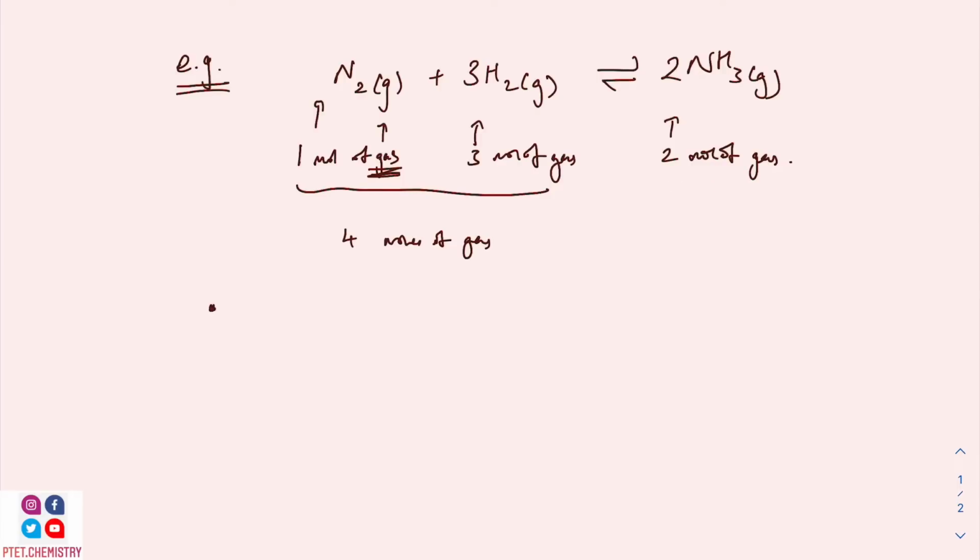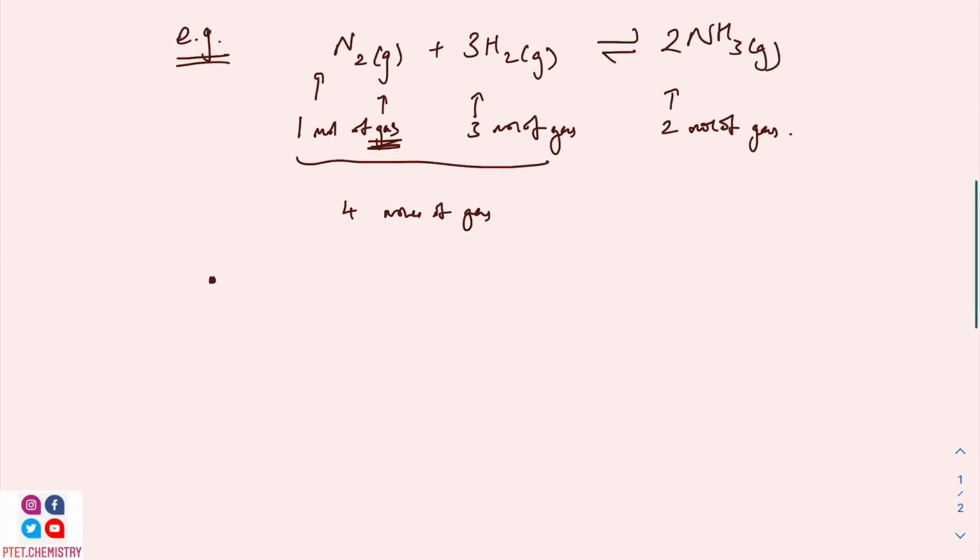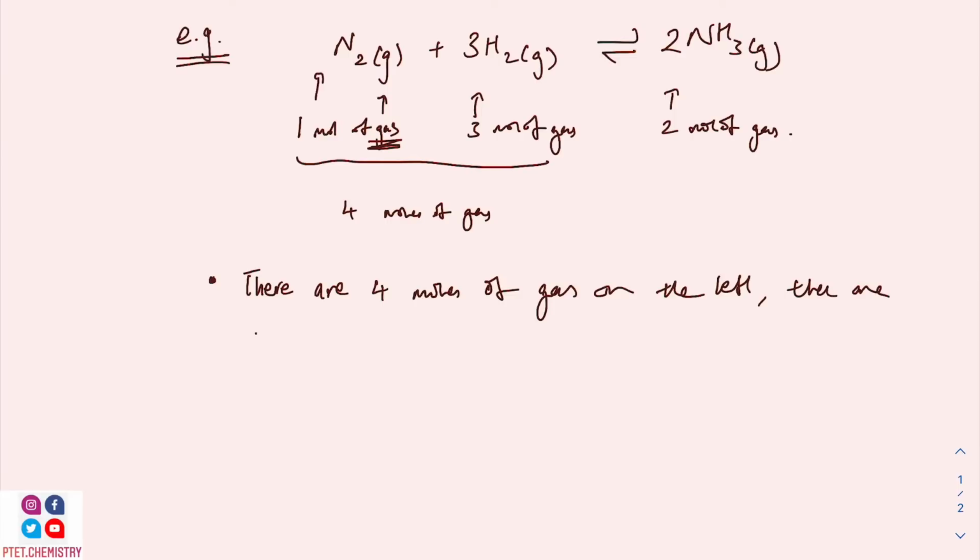So how do you explain what happened when you increase pressure or decrease pressure? The explanation comes down to, when you talk about pressure, look for gaseous reactant and gaseous product. Which one is on the left and which one on the right? Total them up. So there are 4 moles of gas on the left, and then you have to state there are 2 moles of gas on the right.